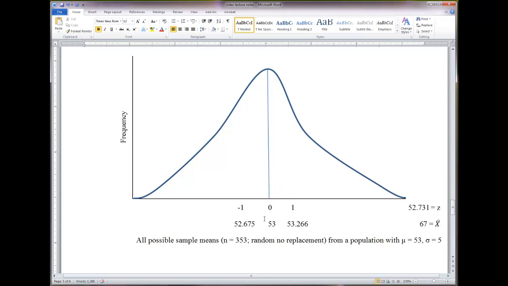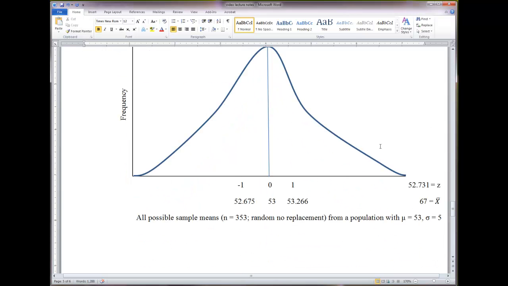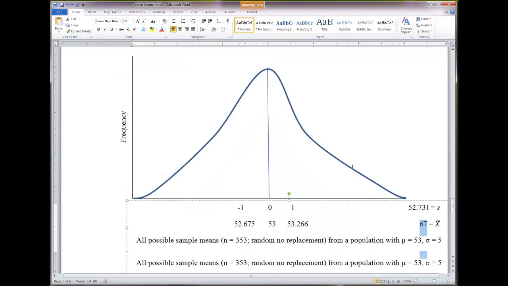And so looking at that, where would this z-score of 52 fall? Well, it's off the charts. It's pretty much impossible that it is a possible sample mean that we would get from this population. That's why it doesn't even really fall on this graph. And so that's the crazy high z-score for this age of 67 that we used to calculate the z-score.